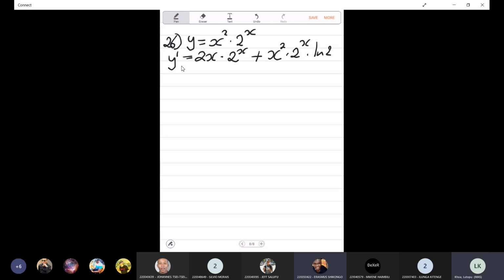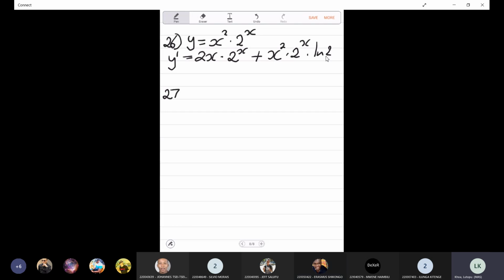But Miss, can you factor out the 2x, 2 to the power of x? Yeah, I said you can do that. Okay. Yeah, but it doesn't really make it look that much better. So I think even leaving it like that is sufficient.